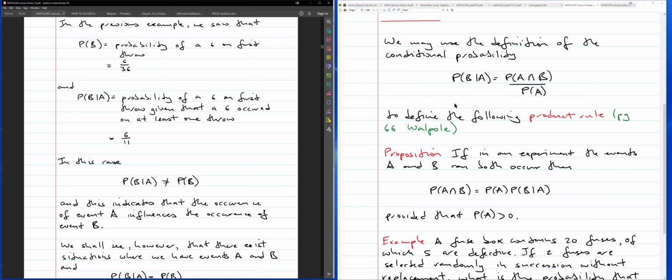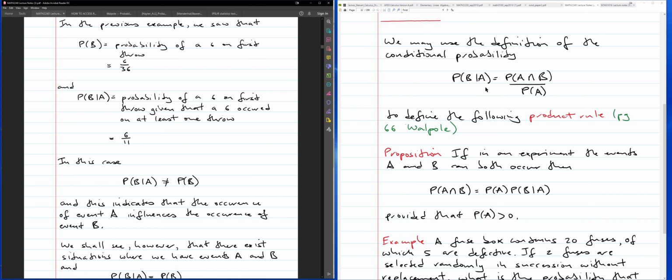Alright, so we saw what the definition of conditional probability is. The probability of B given that A has occurred is equal to the probability of A intersect B divided by the probability of A.